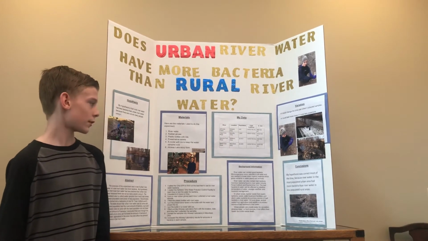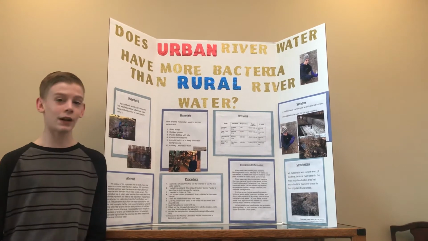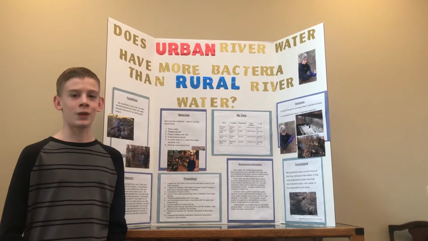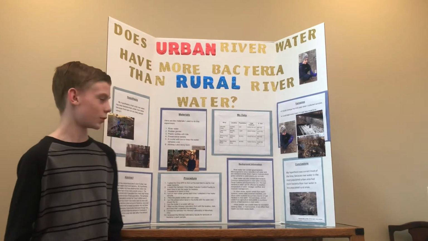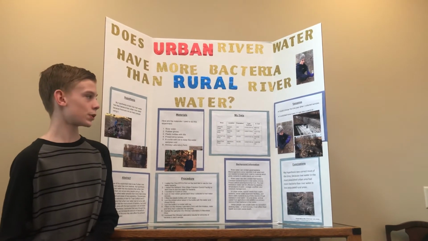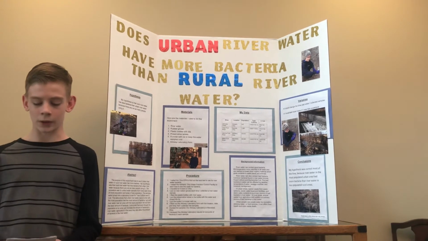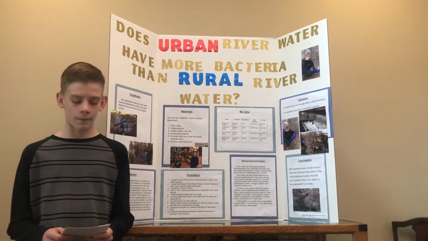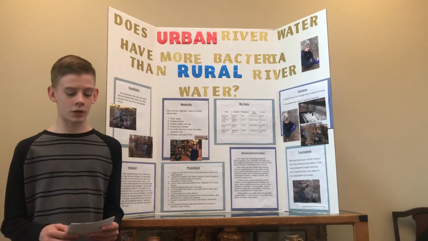Then for the Black Fork River in Mansfield, Ohio, with a population of 46,560, with a total coliform of 2,420, and also an E. coli of 2,420. And then for my conclusion, my hypothesis was correct most of the time because river water in more populated areas like Mansfield had more bacteria than in less populated rural areas.